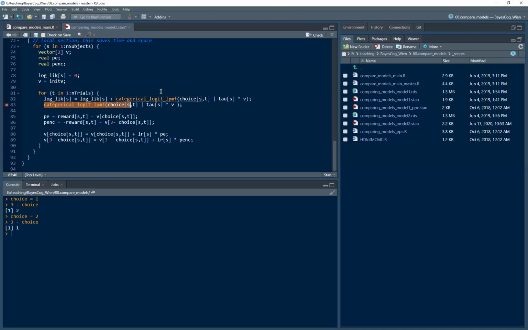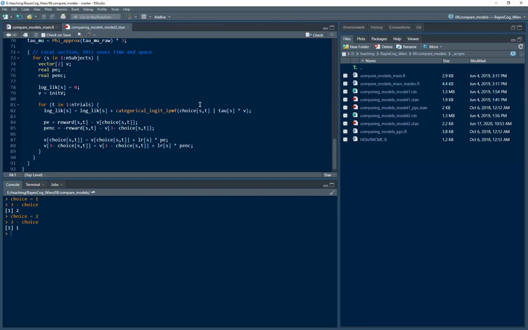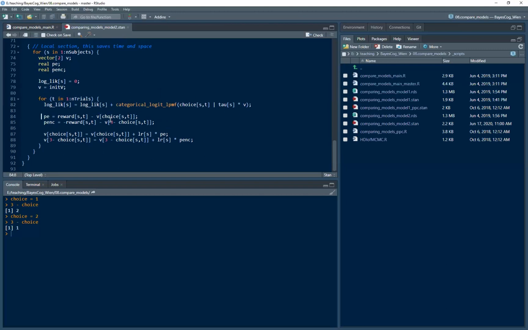This is the log likelihood calculation for that particular trial. And we want that log likelihood to be accumulated for participants. For this purpose, we use this one, okay? This one here is the same as here. So that's how I usually do it. Good. Then the prediction error and the counterfactual prediction error calculation, and here the actual value update and counterfactual value updates. Whenever you do it, also click on the check button to make sure that everything is syntactically correct.